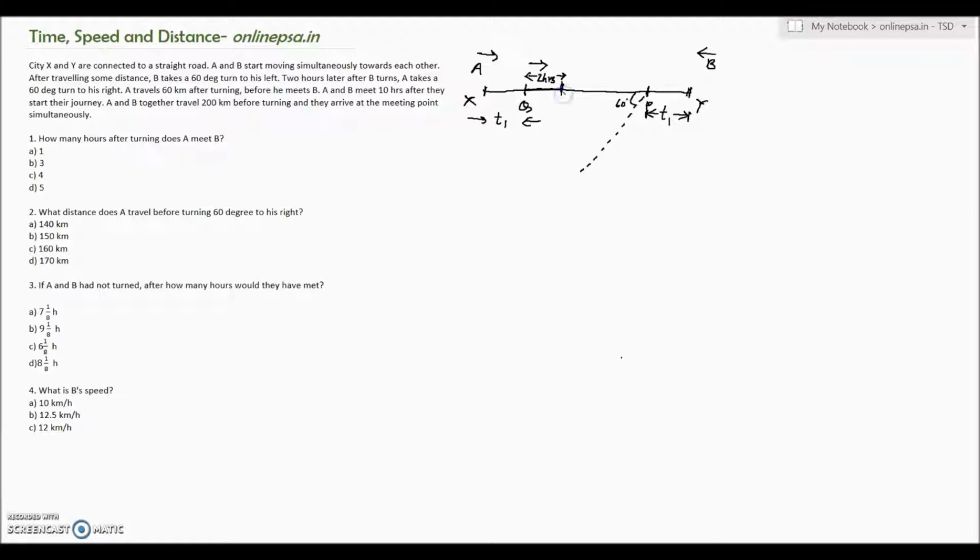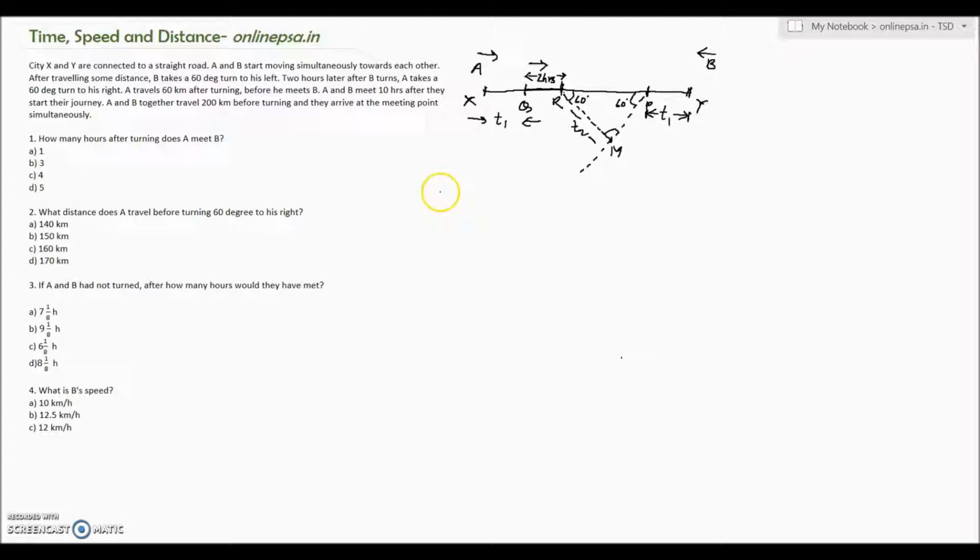And then A takes a right turn of 60 degrees. As you can see, B was traveling from P towards M, and A is now traveling from R towards M, and thus they meet at the point M. And this is also 60 degrees. It is given in the question, so it looks like it is an equilateral triangle. Let us assume that A takes time T2 to cover this distance RM.